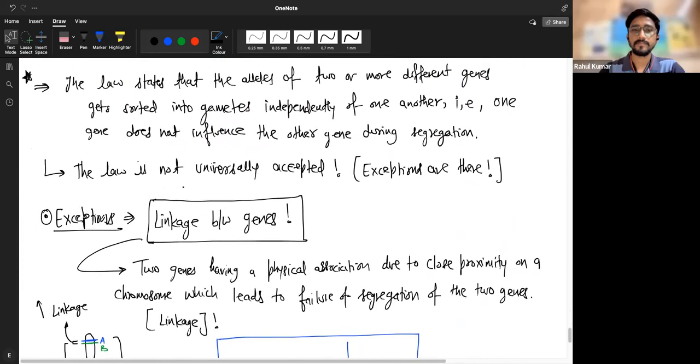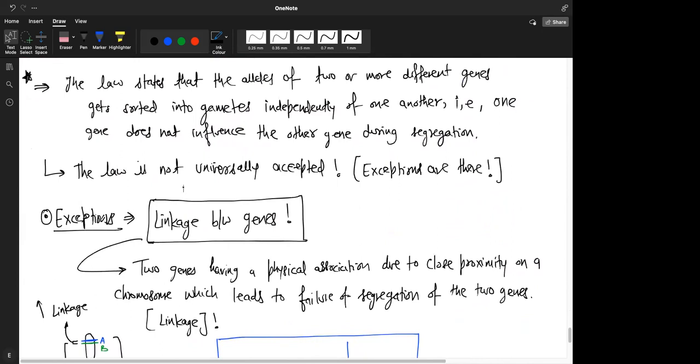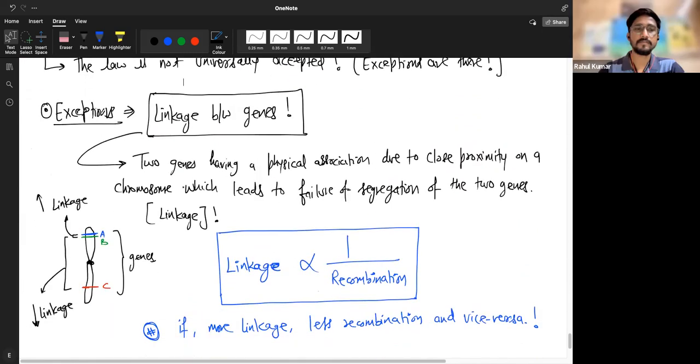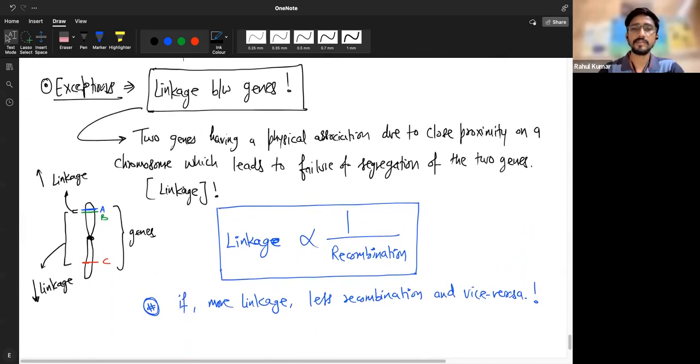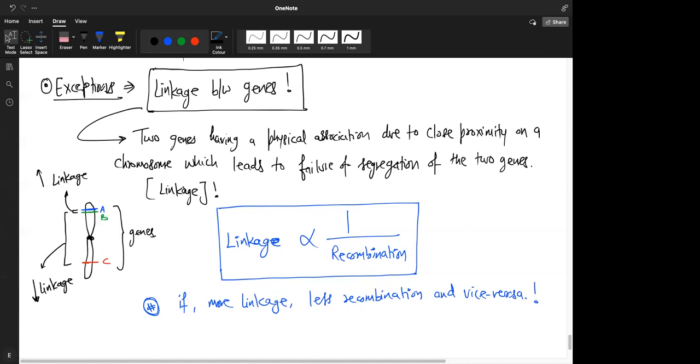Then linkage, what we did. We discussed linkage last. Tell me about this, then we'll start. So linkage is when two genes have a physical association due to close proximity on the chromosome, which leads to a failure of segregation of the two genes. They don't segregate or separate, so recombination does not happen.